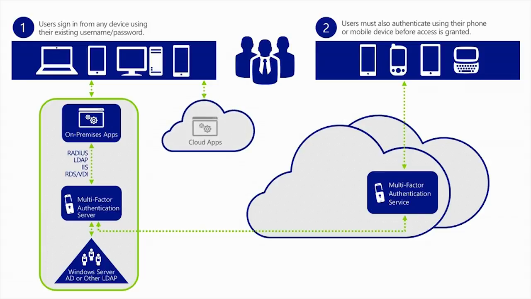There are a number of ways to configure this service to secure cloud apps. First, the on-premises multi-factor server can be used with Active Directory Federation services or another identity provider for single sign-in to cloud applications. For apps that use Windows Azure Active Directory, the directory can call the multi-factor authentication cloud service directly. Or developers can build multi-factor into their custom apps using one of the software development kits.